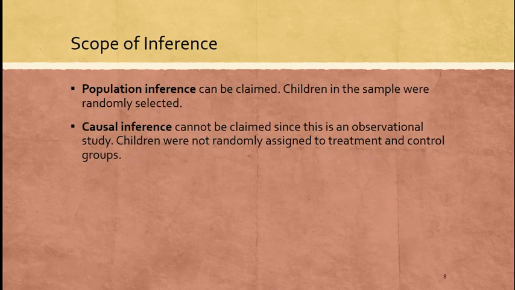As for the scope of inference, we can talk about population inference since the children in the sample were randomly selected. We can't claim causal inference. Again, this is an observational study, so children were not randomly assigned to treatment and control groups.